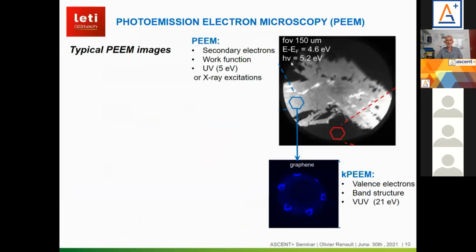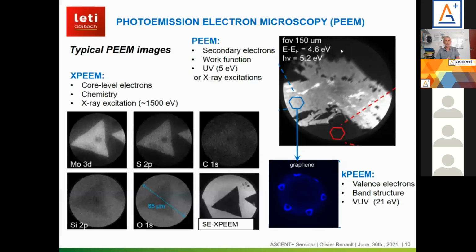Different kinds of PEEM images. On the top right, this is a conventional secondary electron PEEM, which basically carries information regarding the work function of your sample. In this particular example, you have two areas. The bright area is pure graphene, and the dark area is molybdenum diselenide, one monolayer covering graphene. By selecting a particular area on the bright or dark zone, you can reconstruct the band structure. This is a KPEEM image, the second kind of image.